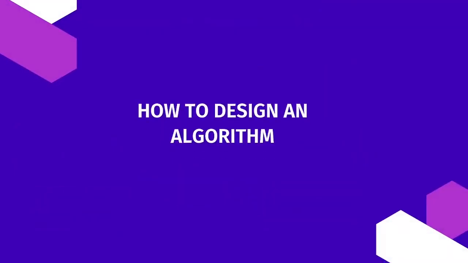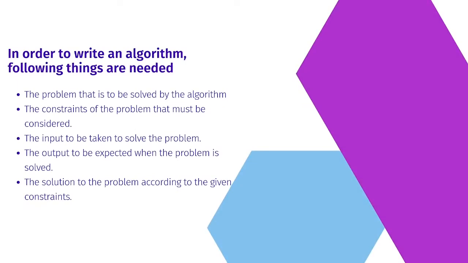Now, we have understood the characteristics. Let's move on to talk about how we design an algorithm. In order to write an algorithm, the following things are the prerequisites: the problem that is to be solved with the algorithm, the constraints of the problem that must be considered, the input to be taken to solve the problem, the output to be expected when the problem is solved, the solution to the problem according to the given constraints. So with this, let's look at an example.